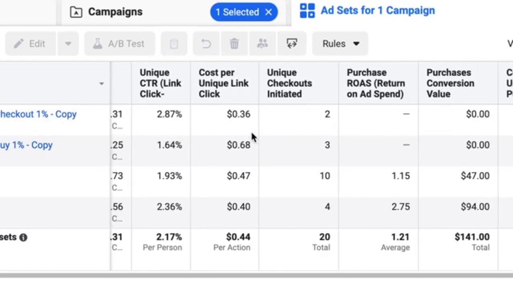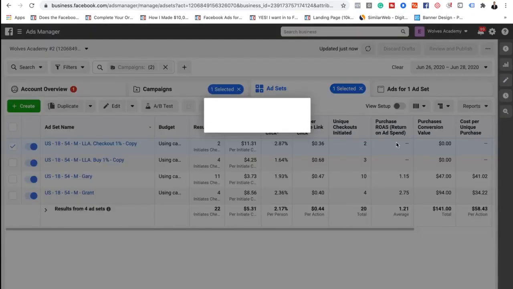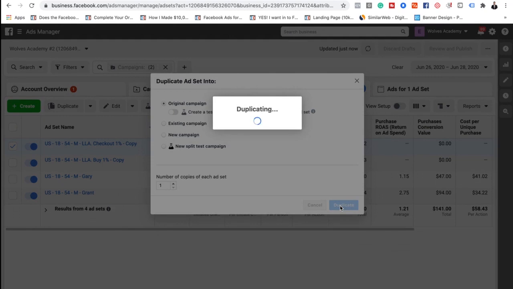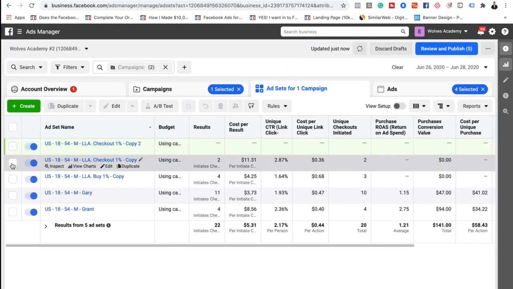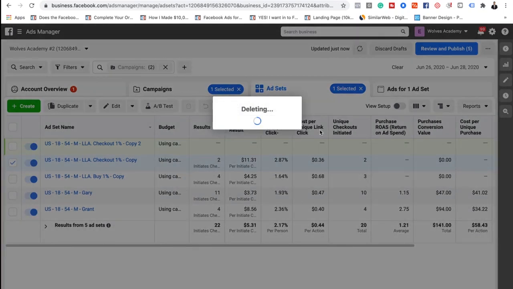So we're going to copy that once again and duplicate it. There are no purchases, so I'm not scared to duplicate this and cut it off. Once we duplicate it, we're going to delete the old one. The other ones are performing pretty well, so we're not going to do anything there. So we're going to delete this, and if you notice, there are no purchases within the last 3 days, so it's okay.